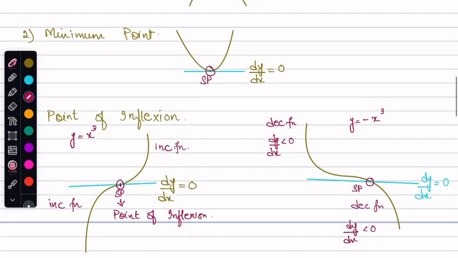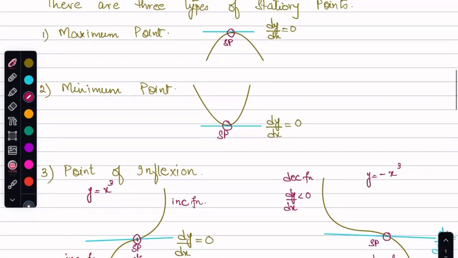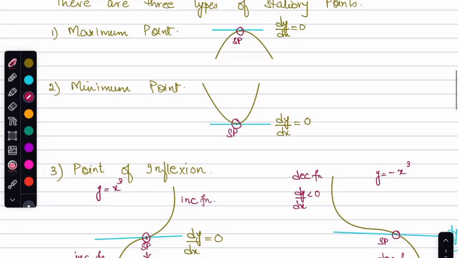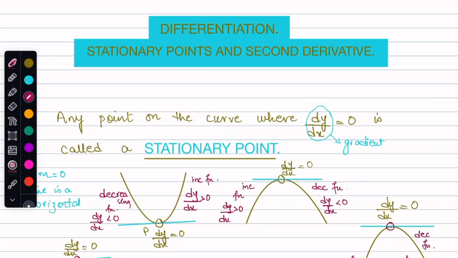So three types here: the maximum point, the minimum point, and then the point of inflection. Here it was the maximum stationary point. Here it's the minimum stationary point where the dy by dx, or the gradient, is zero. Now the second thing that we need to discuss here is the second derivative. We have discussed the stationary points. Now the second derivative. So what is the second derivative?